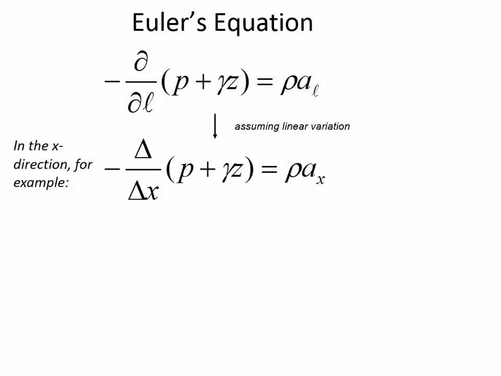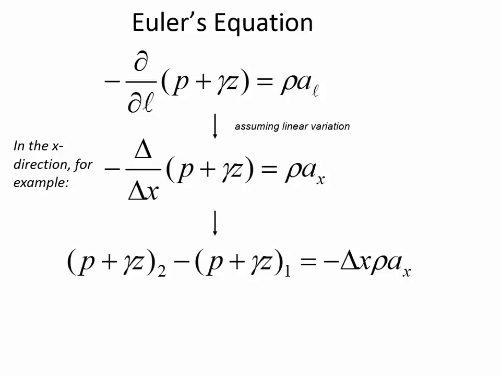So let's say, for instance, that we have acceleration in the x direction. So what we can do is, first of all, transform Euler's equation from partial differentials to just saying, let's consider a change. This delta means the change in pressure plus gamma Z relative to some change in distance in the x direction. So 2 points are going to be some distance delta x apart.